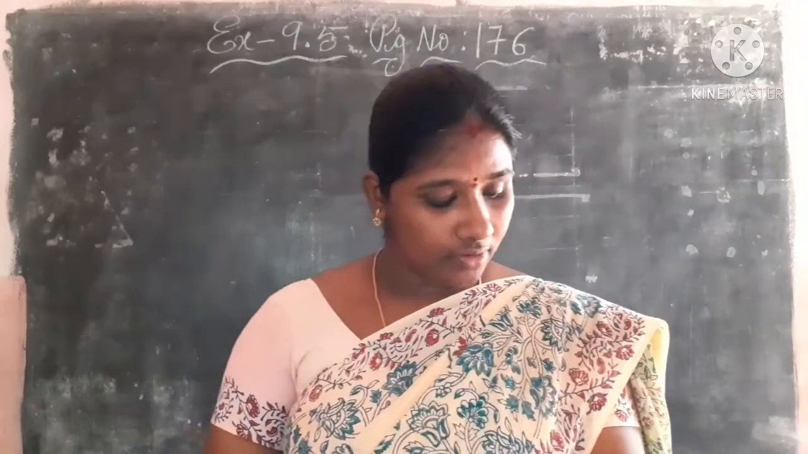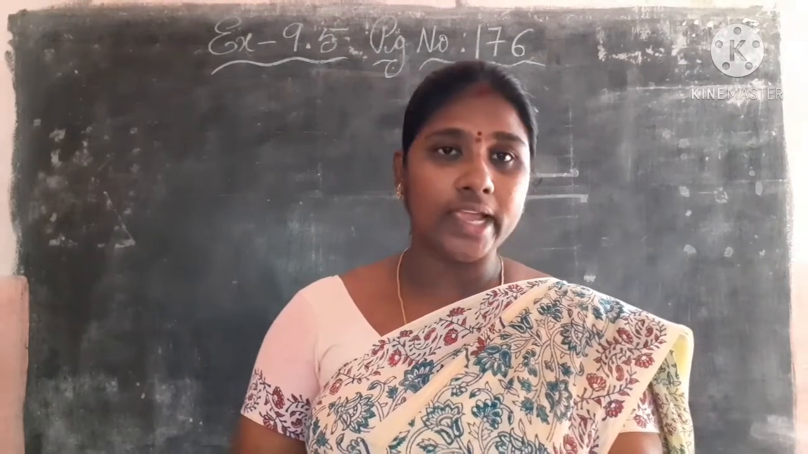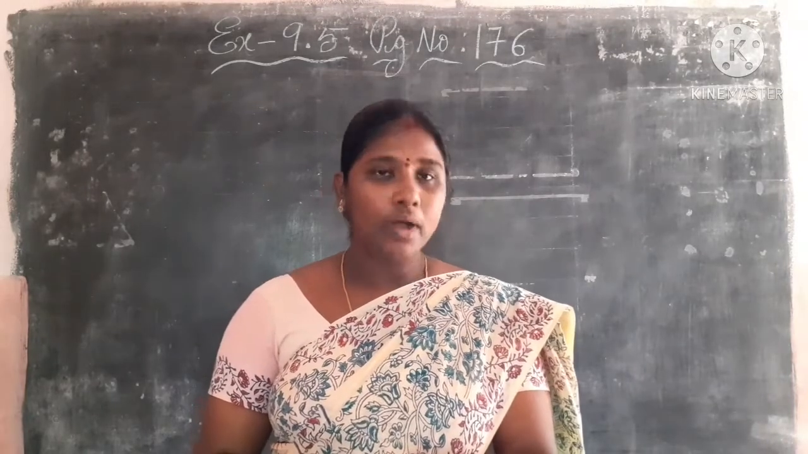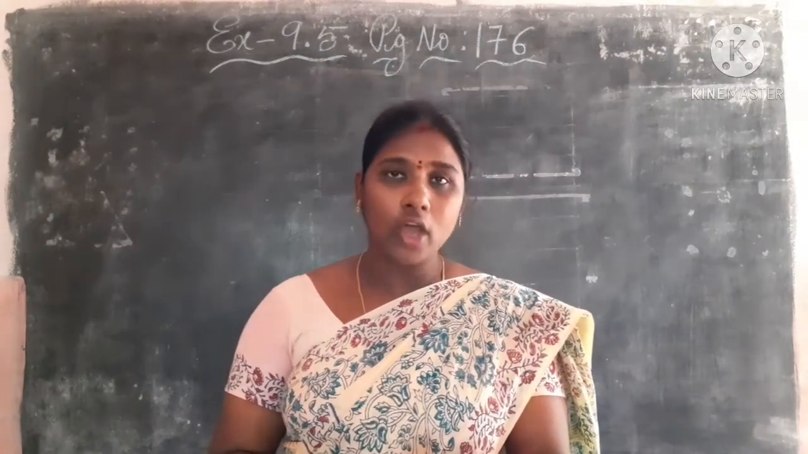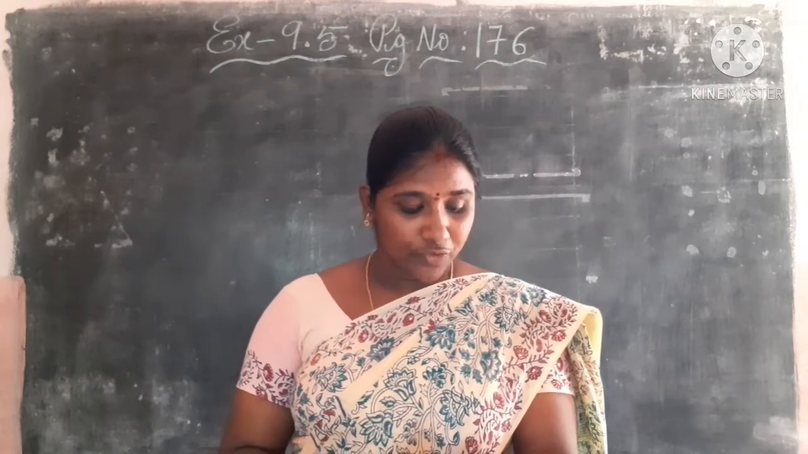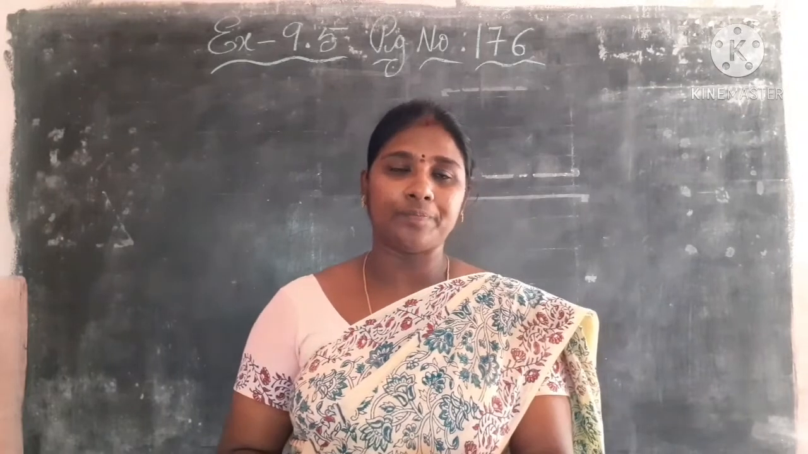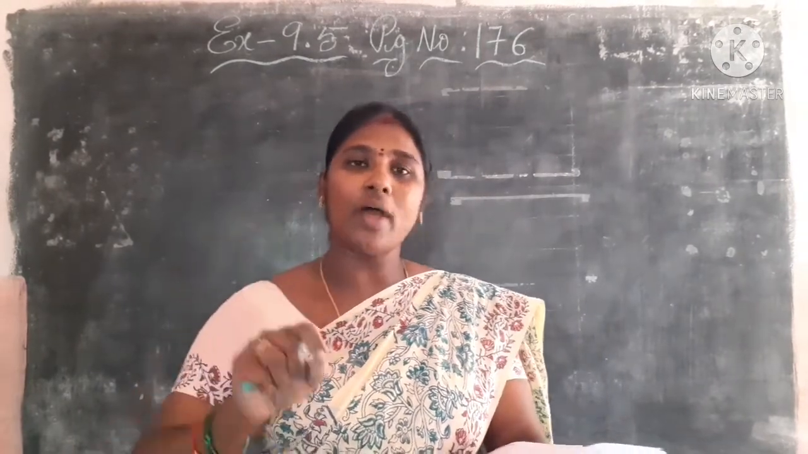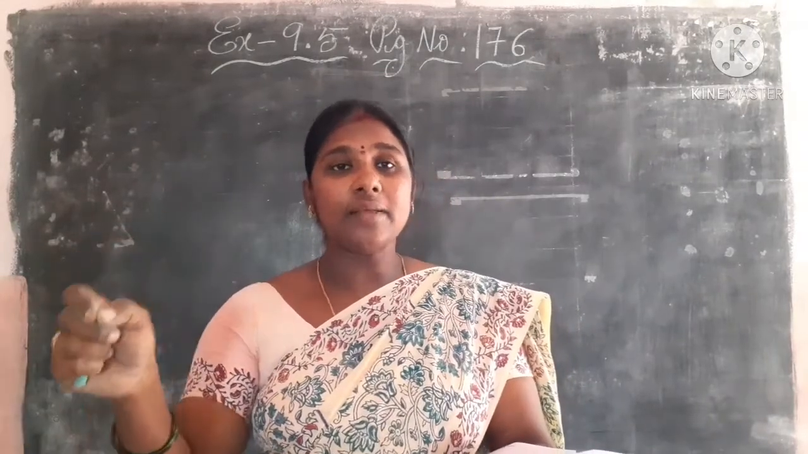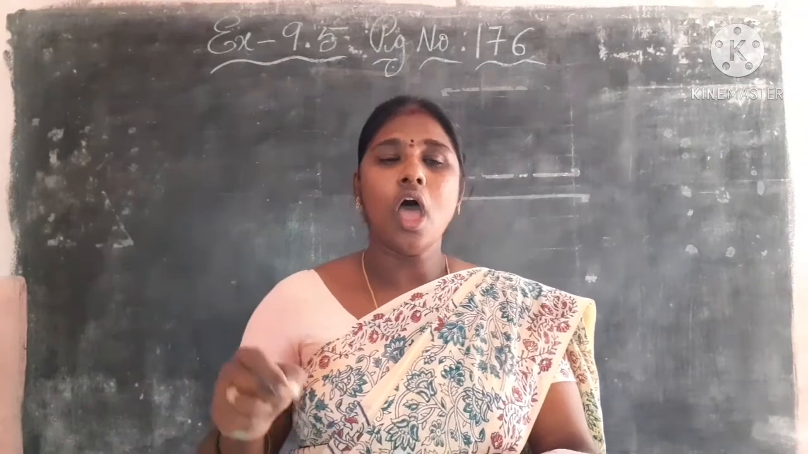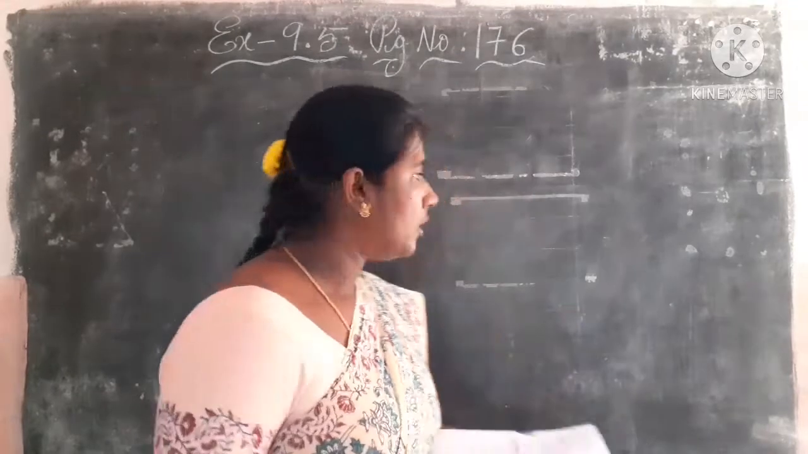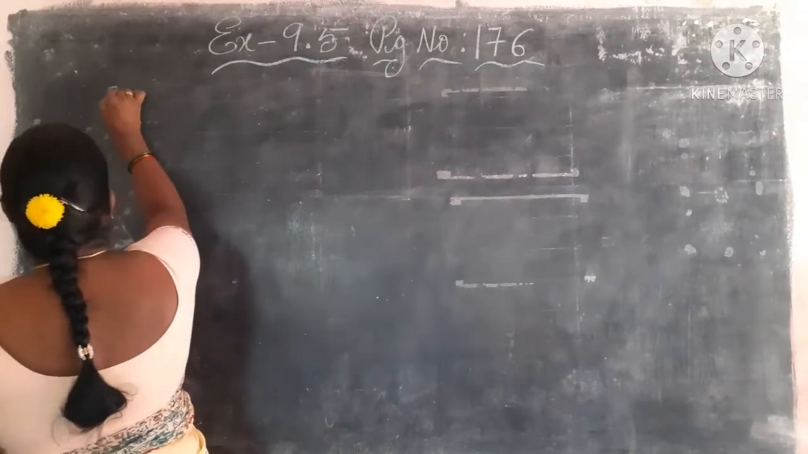See the third question. Madhur cuts a 2 1/4 meter long ribbon into some pieces. How many pieces will she get if each piece measures 3/4 meter? So the length of the ribbon is 2 1/4 meters. That ribbon she cut into pieces. Each piece length is 3/4 meters. So how many pieces did Madhur cut? We have to find. So see the solution for the third one.